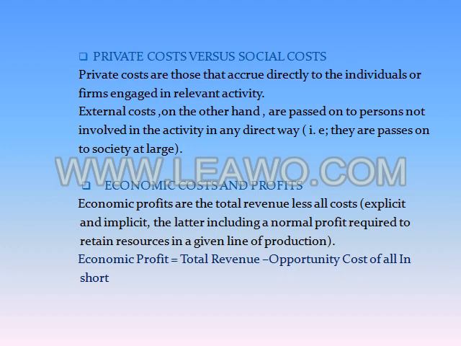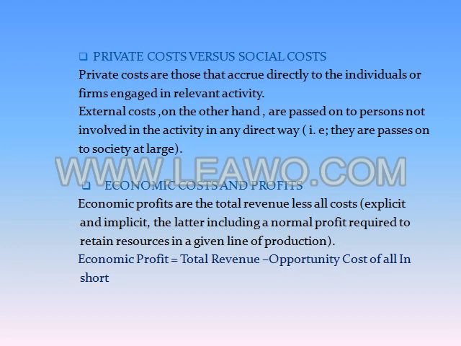Private cost versus social cost. Private costs are those that accrue directly to the individuals or firms engaged in the relevant activity. External costs, on the other hand, are passed on to persons not involved in the activity in any direct way. That is, they are passed on to society at large. Ignoring external cost may lead to an inefficient and undesirable allocation of resources in society.